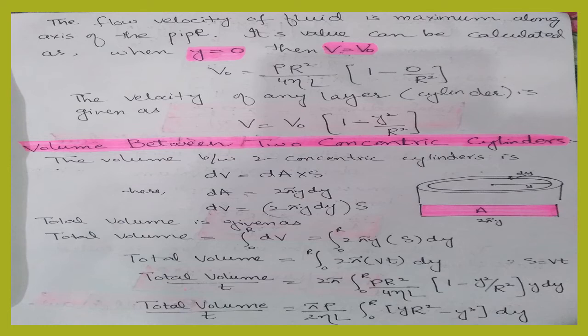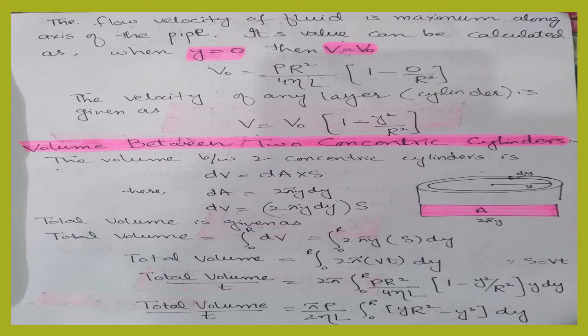Now for the volume between the two concentric circles, we will take a cross-sectional area with the width dy and the radius r, and area is equal to 2 pi y. Here dV is equal to dA into s, where dA is equal to 2 pi y dy, then dV is equal to 2 pi y dy into s. Total volume is equal to integral from 0 to r of dV, which is integral 0 to r of 2 pi y s dy. Substituting s is equal to v t, total volume over t is equal to 2 pi integral 0 to r of p r square over 4 eta L into 1 minus y square over r square into y dy.